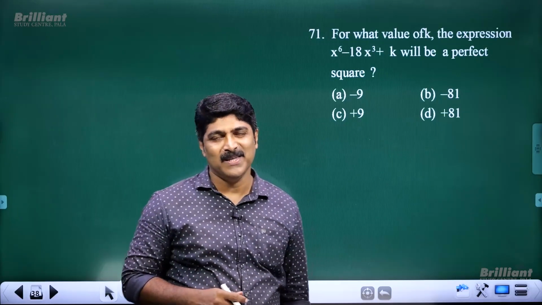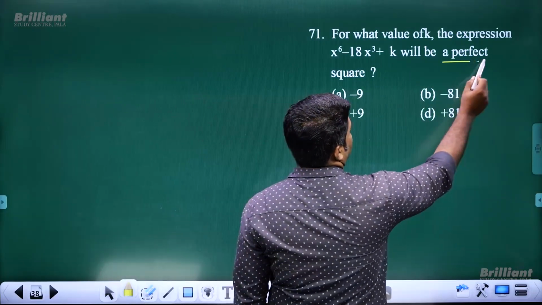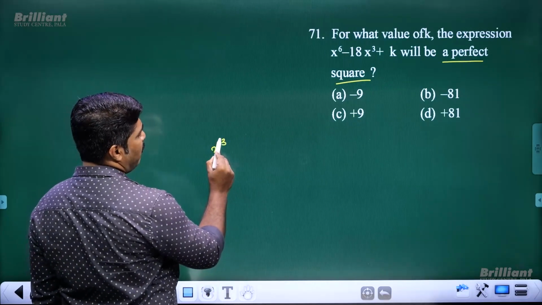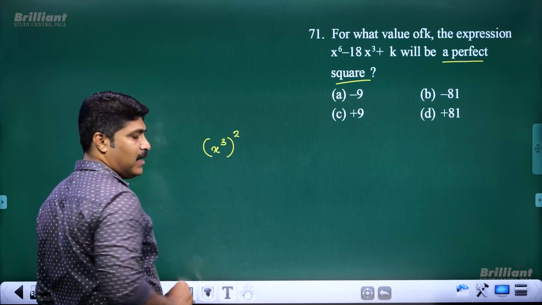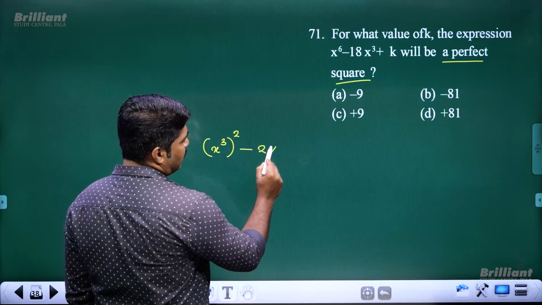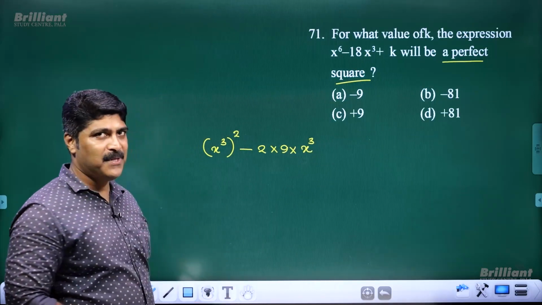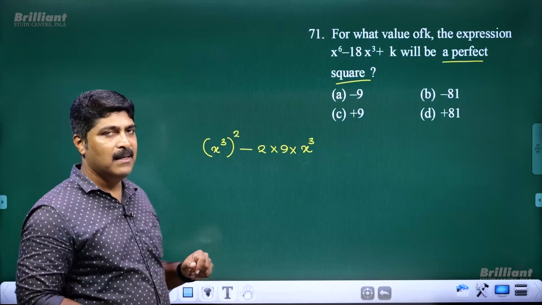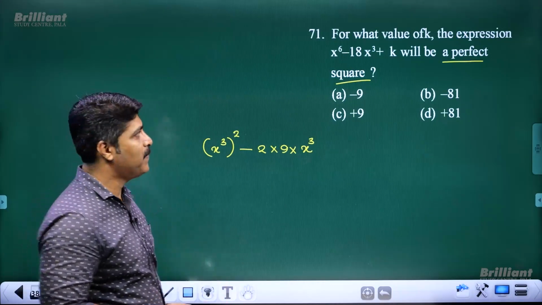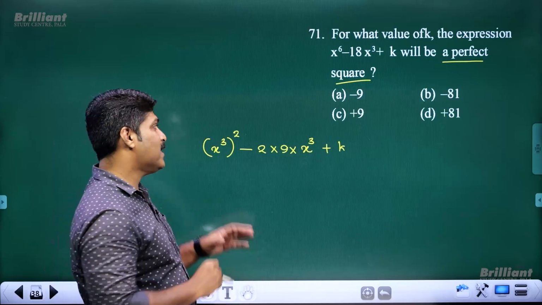will be a perfect square? What's the trick here? It's an application of an identity. We have to make it a perfect square. You just look at the expressions. Here x raised to 6, we can write as x cube the whole square. Minus, I just split that expression like 2 into 9 into x cube. Up to this step, have you got the idea which type of identity we are going to use here? And here this k, what is the value of k to make it a perfect square?